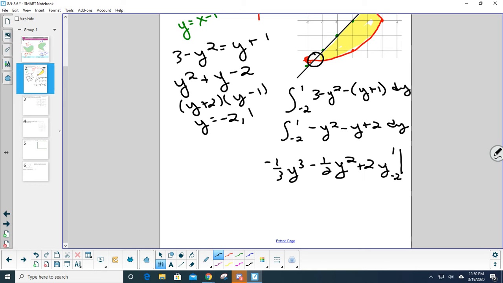Okay, so once again, through the miracles of modern magic, I have the answer. If I sub in 1 and then minus, sub in the negative 2, I'm going to end up with 9/2. Make sure you do that, and you should get 9/2. So let's go on to the next one.